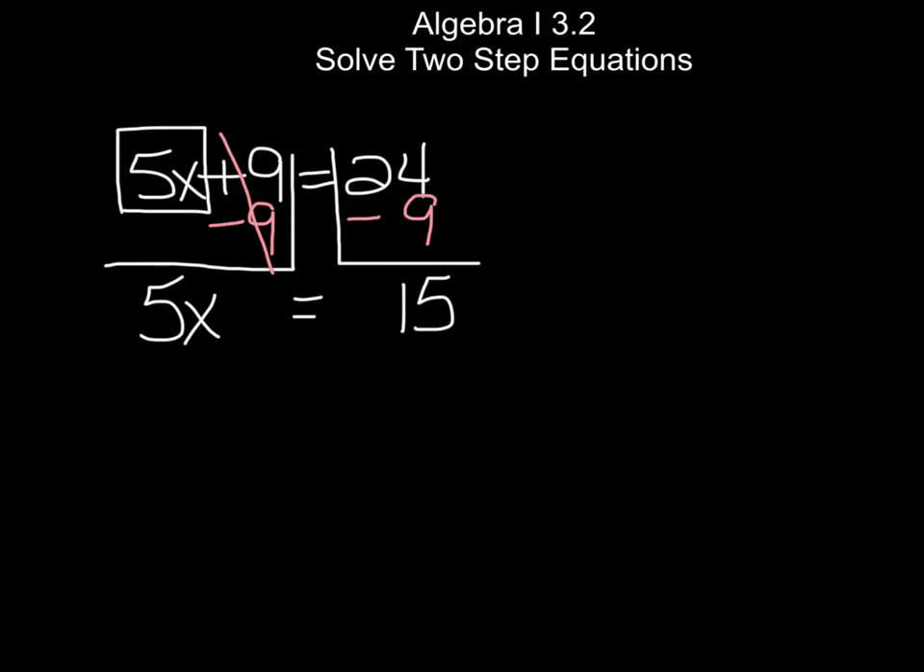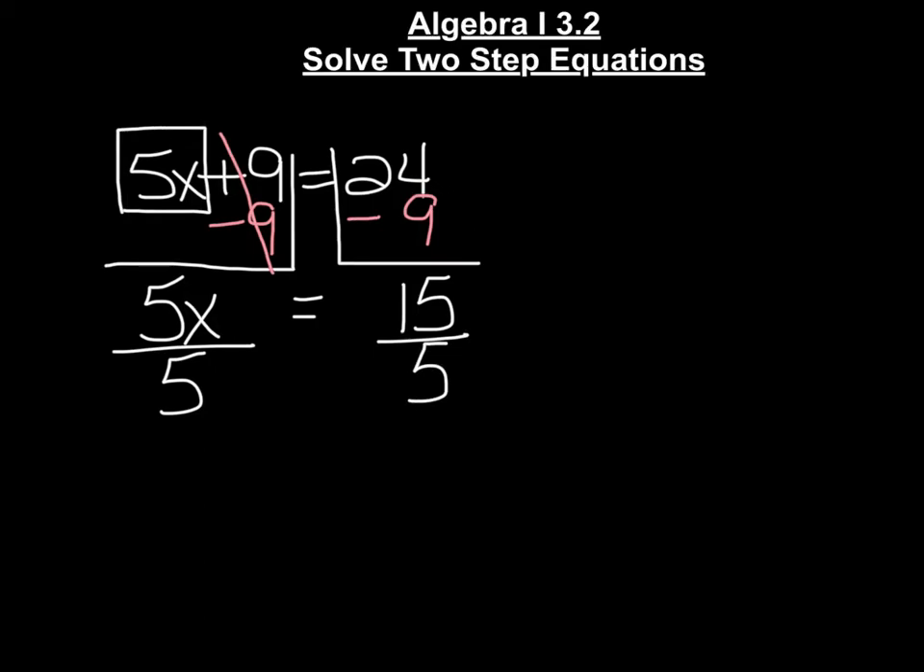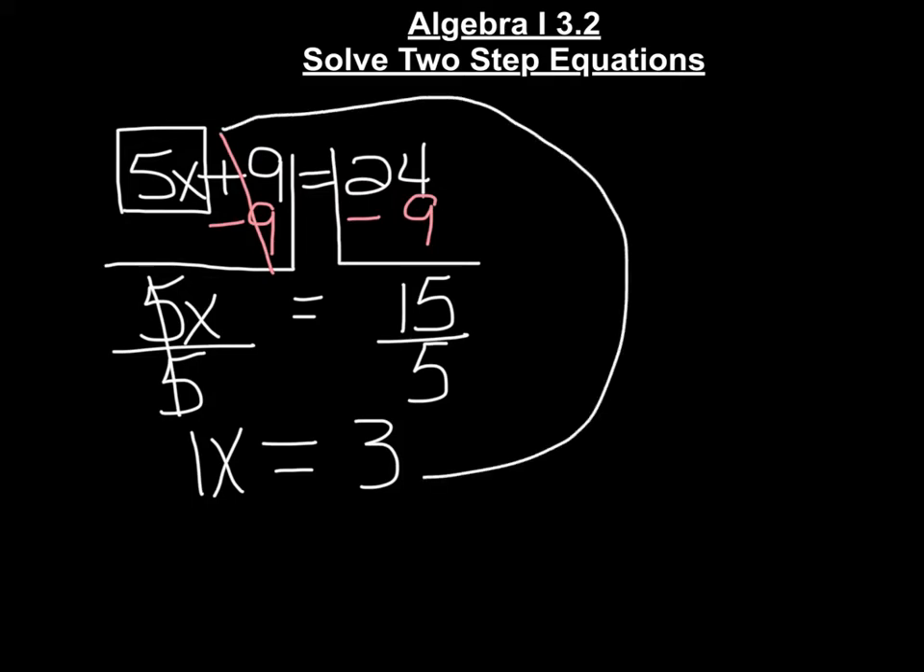Now we have the term that has the x in it isolated. Now we don't want to know what 5x is, we want to know what 1x is. So we'll divide the left side by 5, and we will divide the right side by 5. So we have 5 divided by 5 on the left side. 5 divided by 5 is 1. 1x, that's what we are trying to solve for, equals 15 divided by 5, which is 3. So x equals 3.